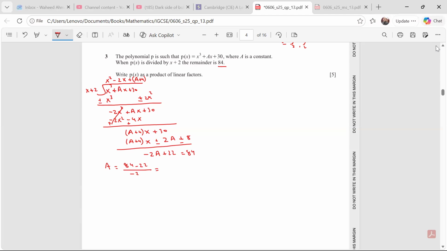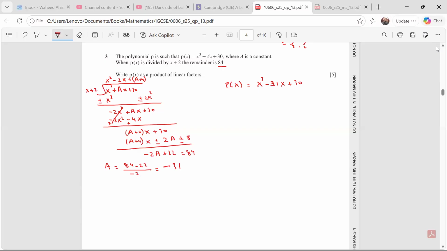Okay, so this gives me (84 - 22) divided by negative 2, so you get negative 31. So the value of a is negative 31. It means my polynomial p(x) is equal to x³ - 31x + 30. This is my polynomial, right?